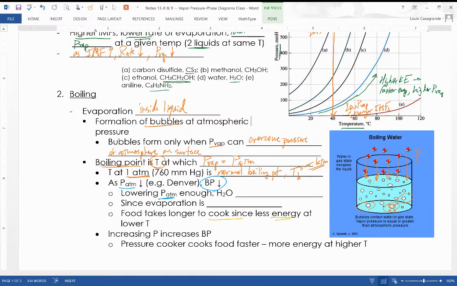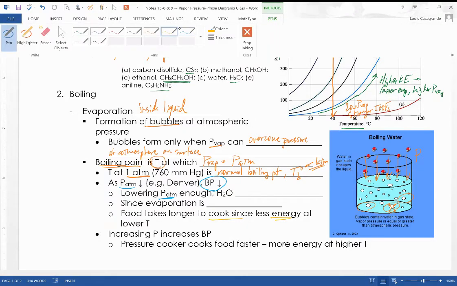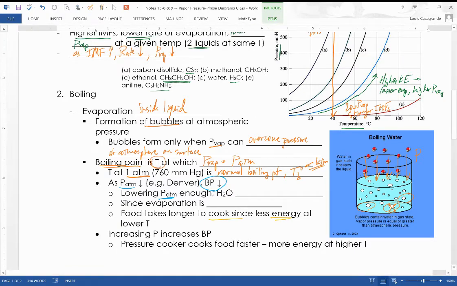And you can understand that if you know that you can lower the pressure enough. If you lower the pressure enough, the water will boil at room temperature. And I'm going to post a video that shows water boiling at room temperature, and a little bit more in that video as well that goes along with this.